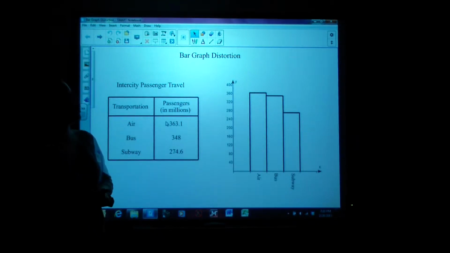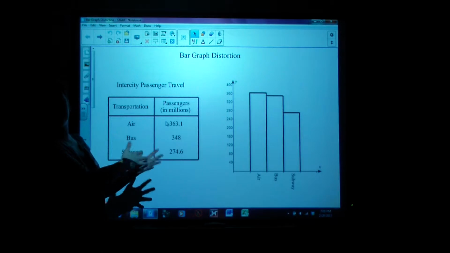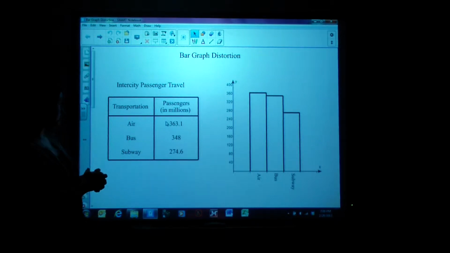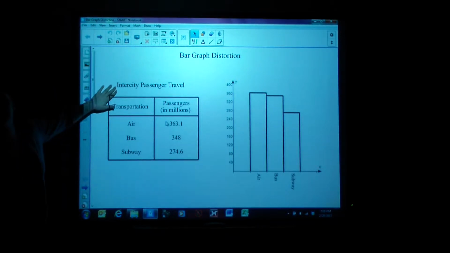This MCA review has to do with bar graph distortion. So, things you have to watch out for, how we can see if bar graphs are being distorted, if what we are seeing on the graph is accurate. Okay, what we're going to start with is just some data.